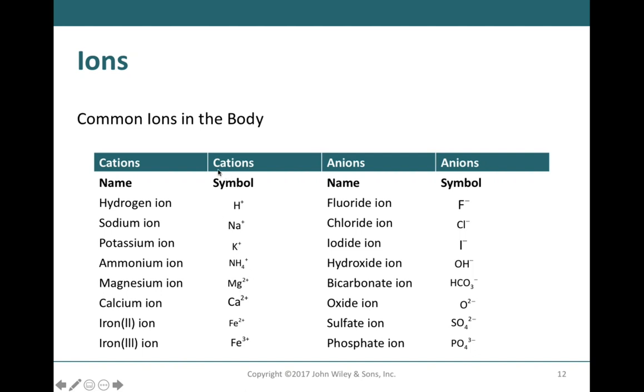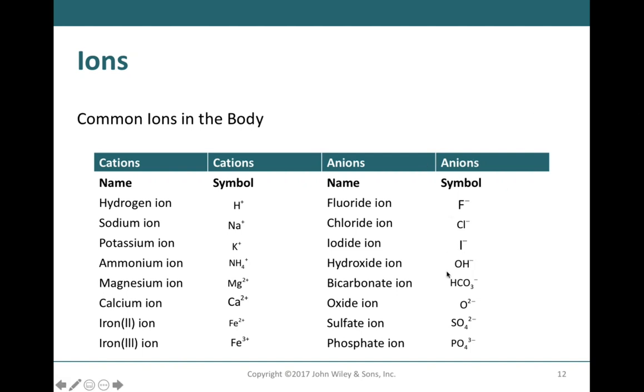So we will call these cations. Cations are ions that have a positive charge. They have more protons than they have electrons. Anions, on the other hand, are going to have more electrons than they will have protons. So if we gain an electron into our atom, that's going to give us an anion.